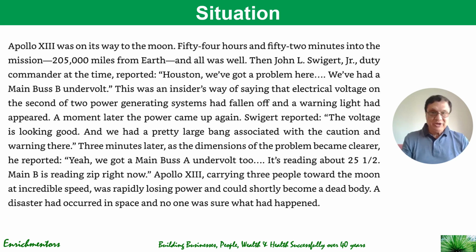So the voltage is looking good, it was reported. But the problem did not go away, and about 3 minutes later the dimension of the problem became clearer. It was reported that we've got a main bus A undervolt, and it is reading 25 and a half. Main bus B is reading zip right now, zero. So there was a problem. Apollo 13, carrying three people towards the moon at incredible speed, was losing power rapidly and could shortly become a dead body. The disaster had occurred in space and no one was sure what had happened.